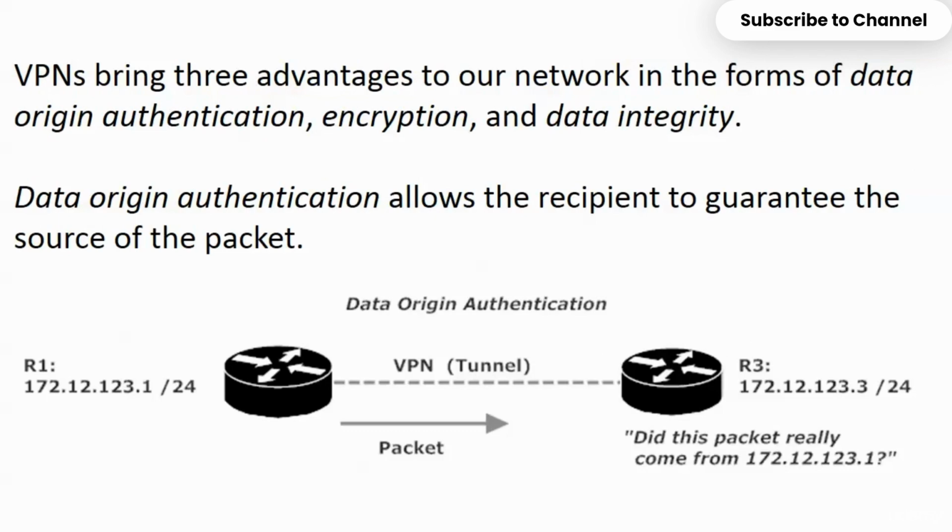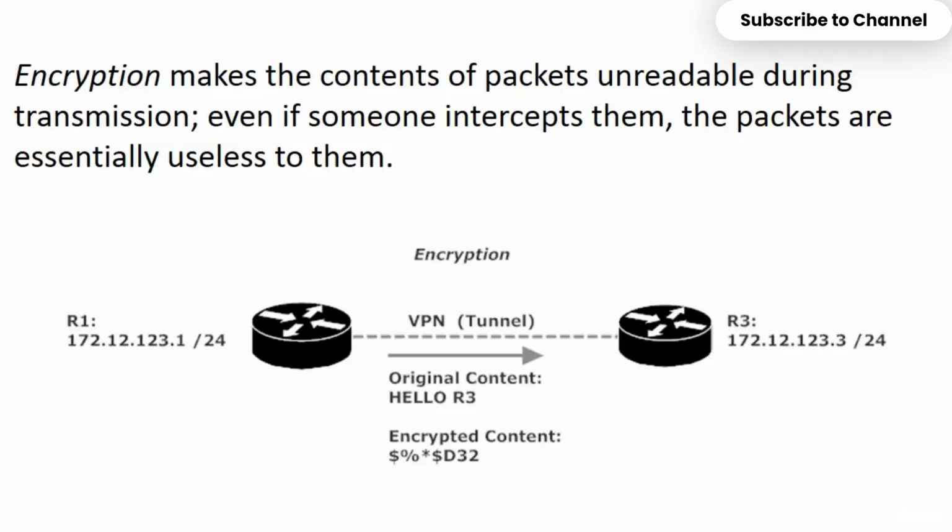Three more great features they bring are data origin authentication, encryption, and data integrity. And I know these are awfully self-explanatory, especially the first one, but I want to draw a clear line between these three. Data origin authentication is done on the recipient end, and it allows the recipient to guarantee the source of the packet. Because we know that all kinds of nasty things can happen along that dotted line, right? That VPN. We could have a man in the middle attack, and they grab some packets and they do some nastiness. So router 3 has got to be able to say, okay, did this packet really come from the source IP address that's indicated on the incoming packet?